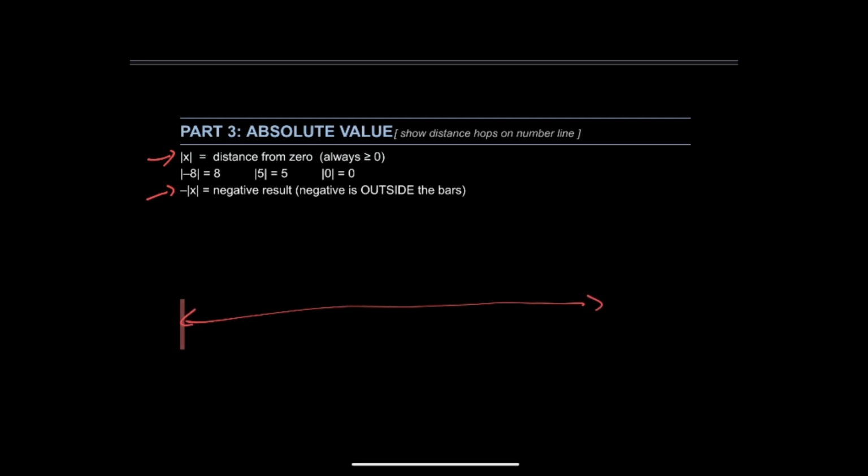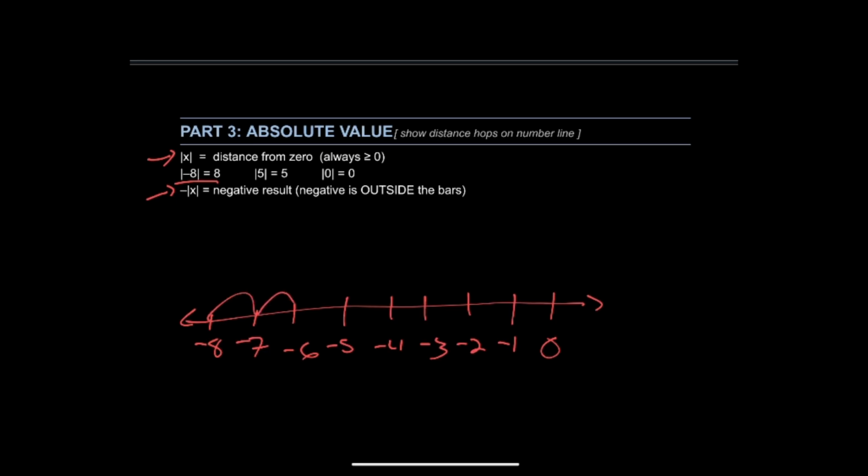Just to visually confirm it, let's use negative 8. So you have negative 8, negative 7, negative 6, negative 5, negative 4, negative 3, negative 2, negative 1, 0. When we do absolute value, what is the distance? We have 1, 2, 3, 4, 5, 6, 7, 8. Boom. So that's why the value is 8.